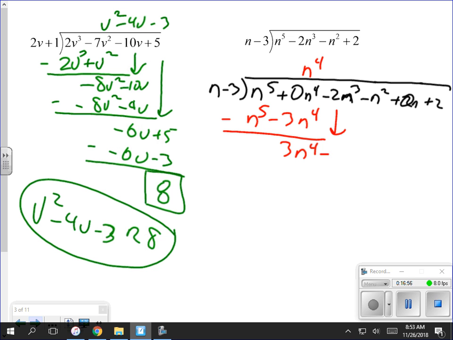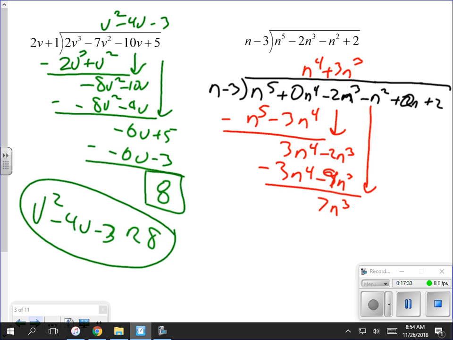Bring down my 2n cubed. N goes into 3n to the 4th. That's an easy one. 3n cubed times n, 3n to the 4th, 3n cubed times negative 3 minus 9n cubed, subtract. 3 minus 3 gone, negative 2 minus negative 9 is positive 7n cubed. Bring down the minus n squared.